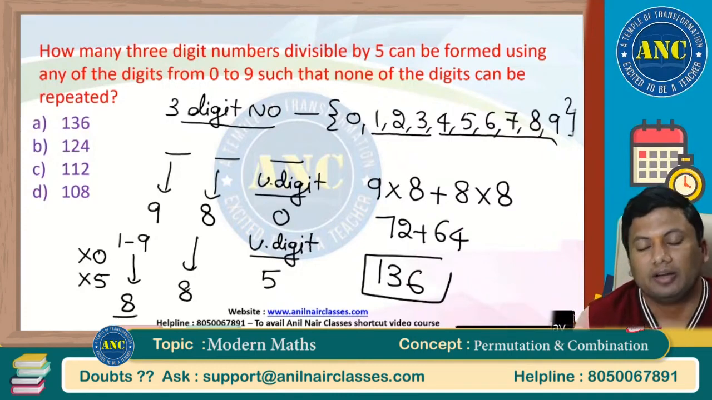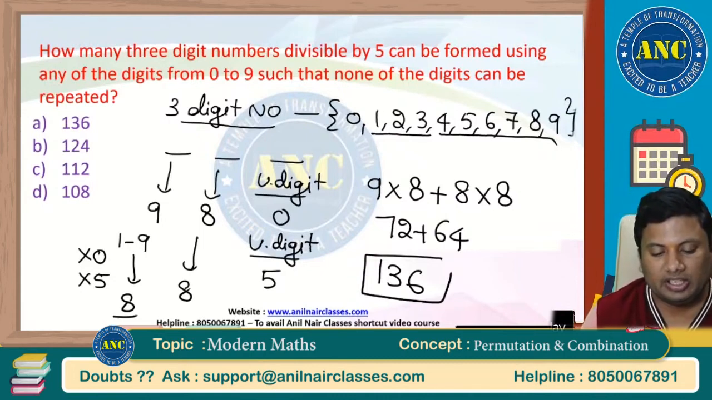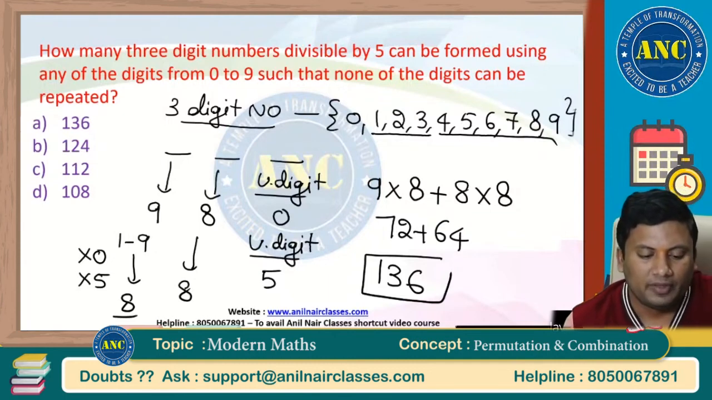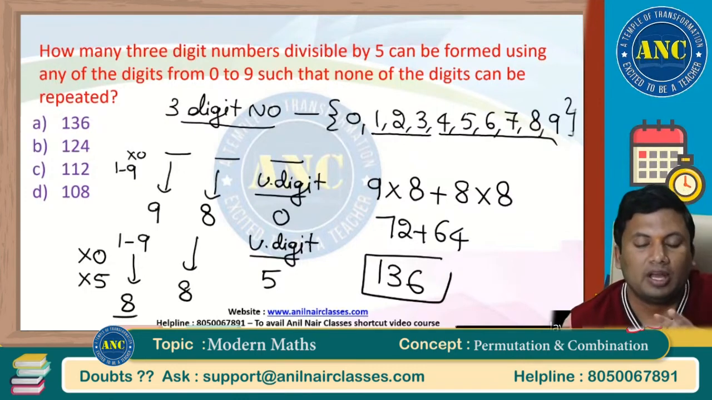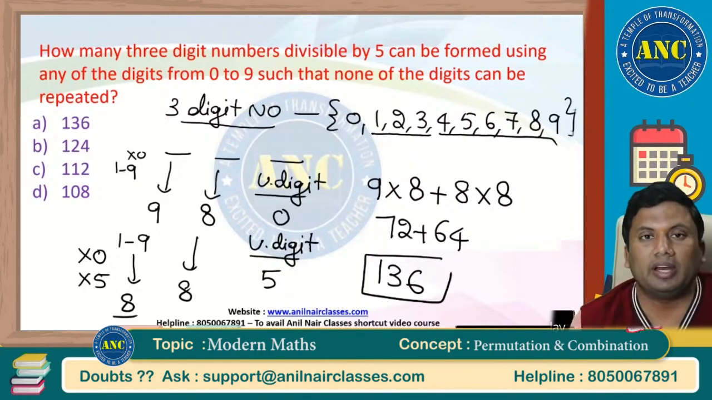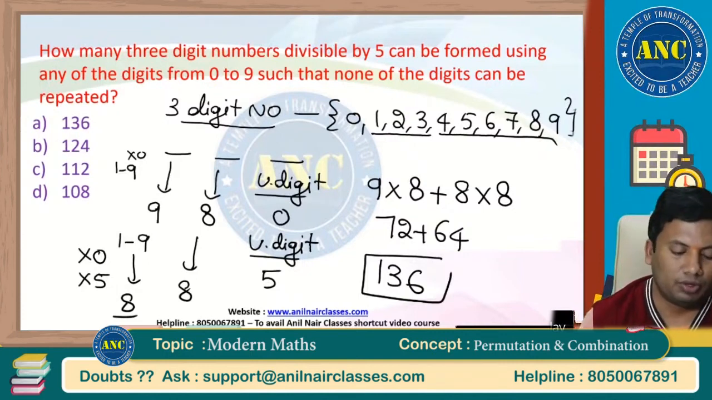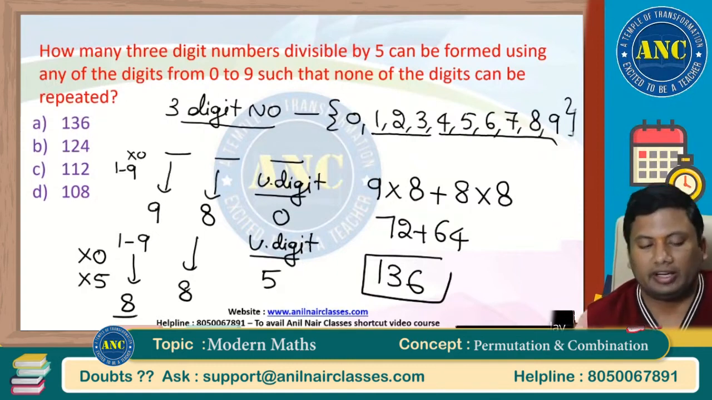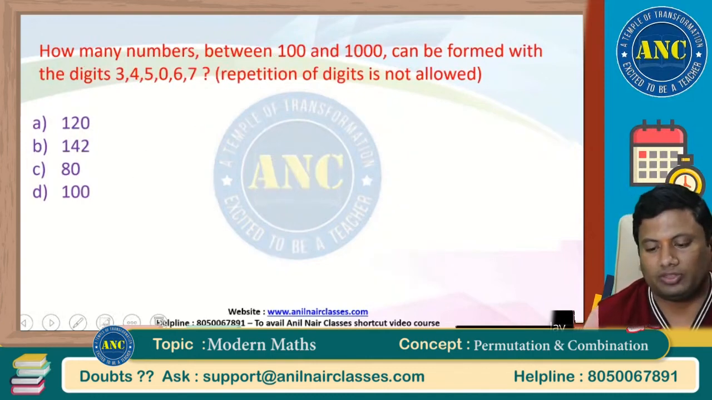For a 3-digit number to be divisible by 5, the unit digit will be 0 or 5. Leftmost 0 cannot come. That means any of the 9 numbers from 1 to 9 can come, and in the middle the remaining 8 can come. If the unit digit is 5, leftmost 5 cannot come and 0 cannot come. 8 into 8. 72 plus 64. Answer is nothing but 136.